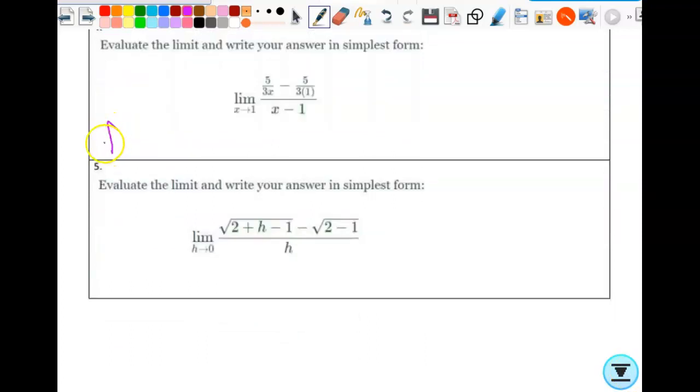Okay, we all good? All right, so then I have the limit as x approaches 1. So where do I get my function from? The first thing right here is just 5 over 3x. You're going to make your life a lot harder if you write things like that.